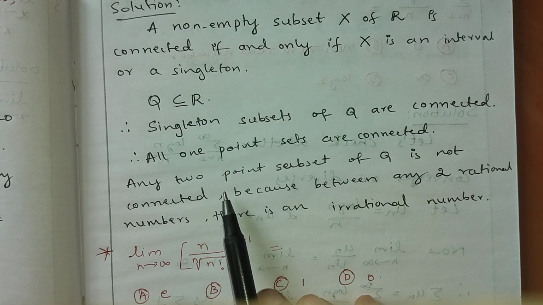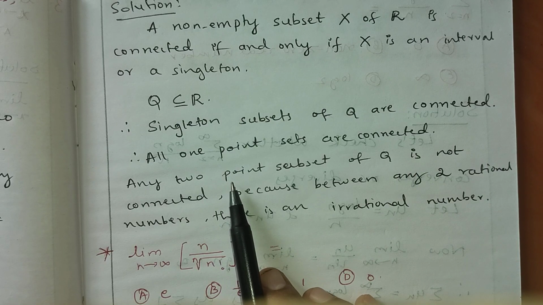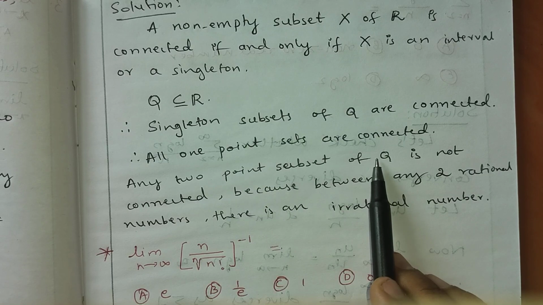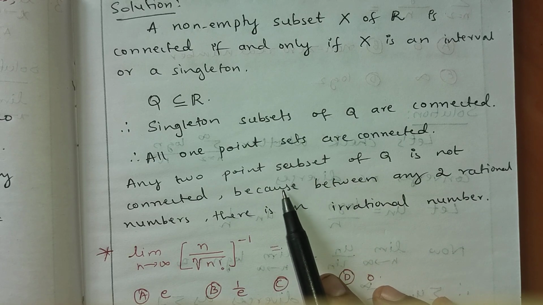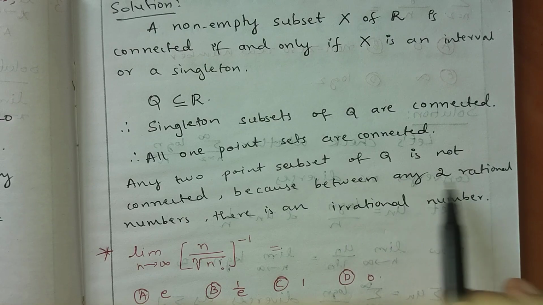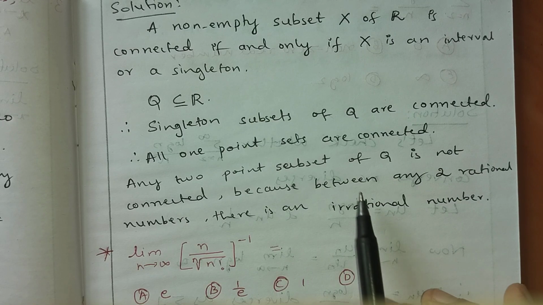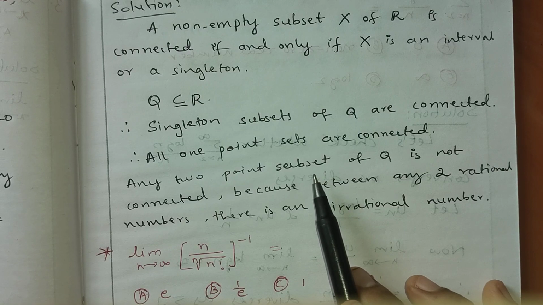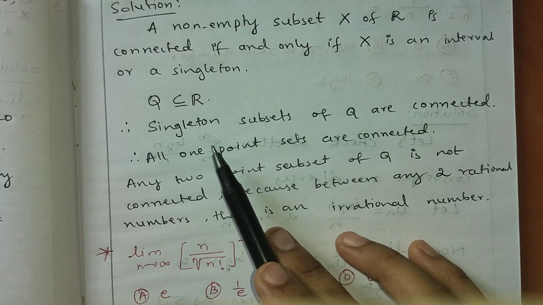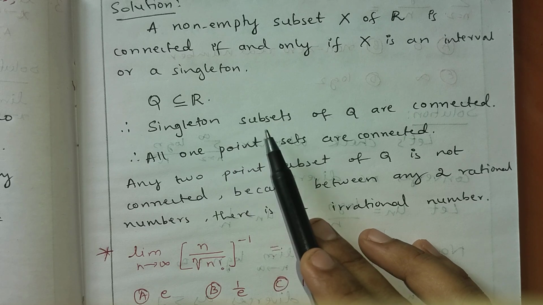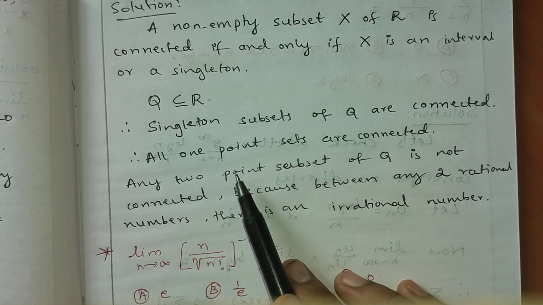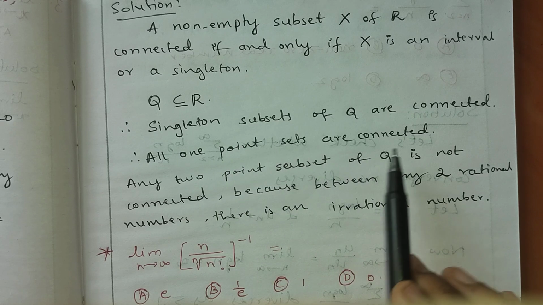If we select a subset containing two points of Q, then it is not connected, because between any two rational numbers there is an irrational number. So we cannot get other connected subsets. So the only connected subsets of Q are singleton subsets. So the option "all one-point sets are connected" is true.